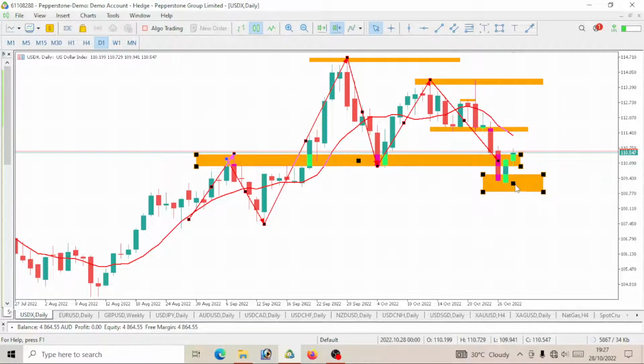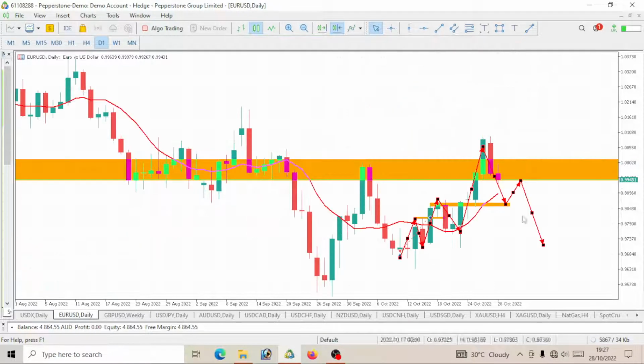So we consider this as a false breakout. What do you expect next? Another bullish move. If you take a look at this USD index on a daily time frame, it will be giving us a bullish move, so we'll be expecting a bearish move on our Euro to USD. Since USD is bullish, any other pairs against USD will give us a bearish move.